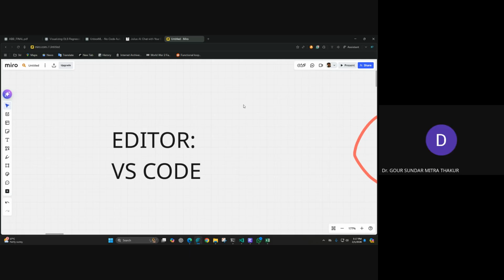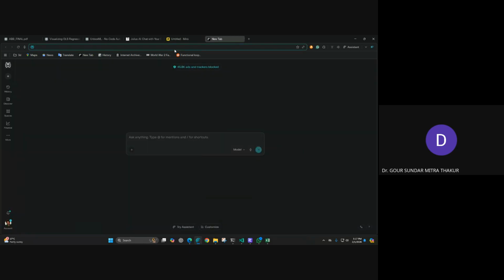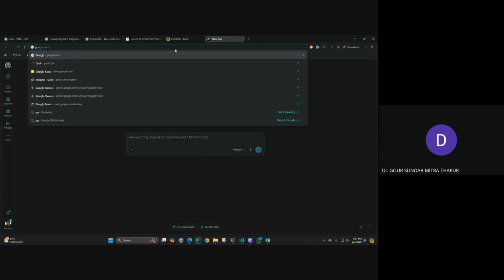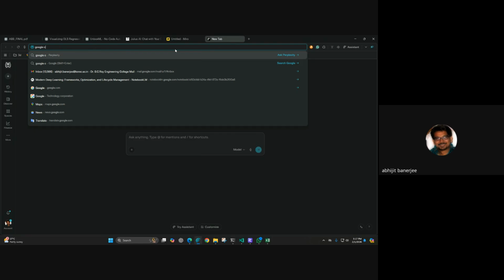Can we go with Jupyter Notebook? Because they can use Jupyter Notebook in Google Colab, also in VS Code, also in some other. So whatever you're doing, if that can be demonstrated with a notebook, it will be very helpful. Sure. Let me go with Colab.